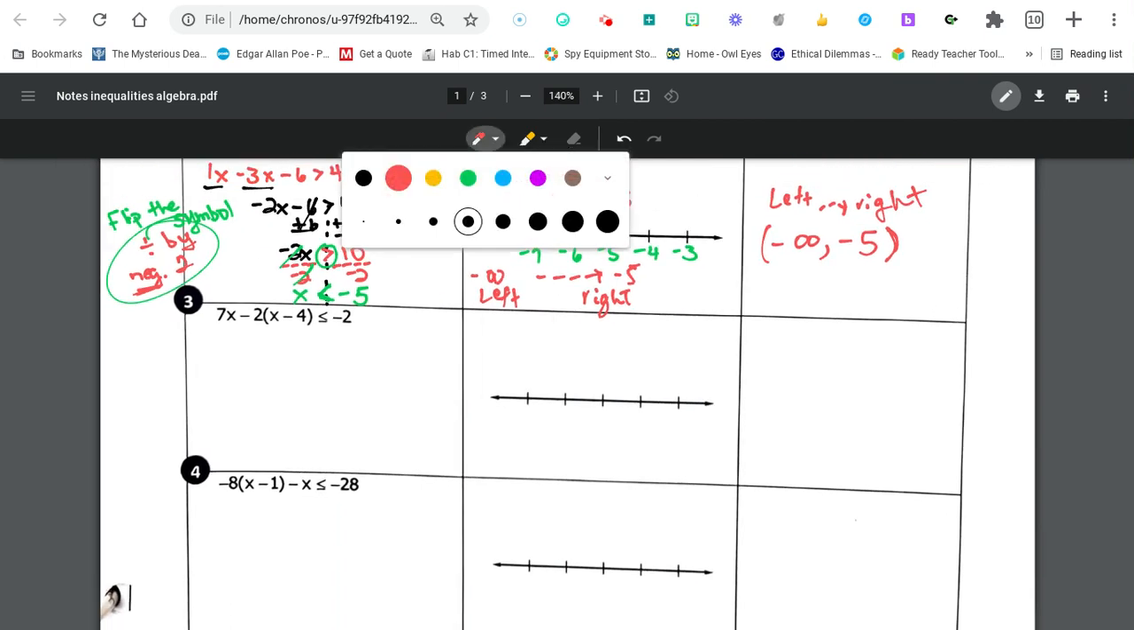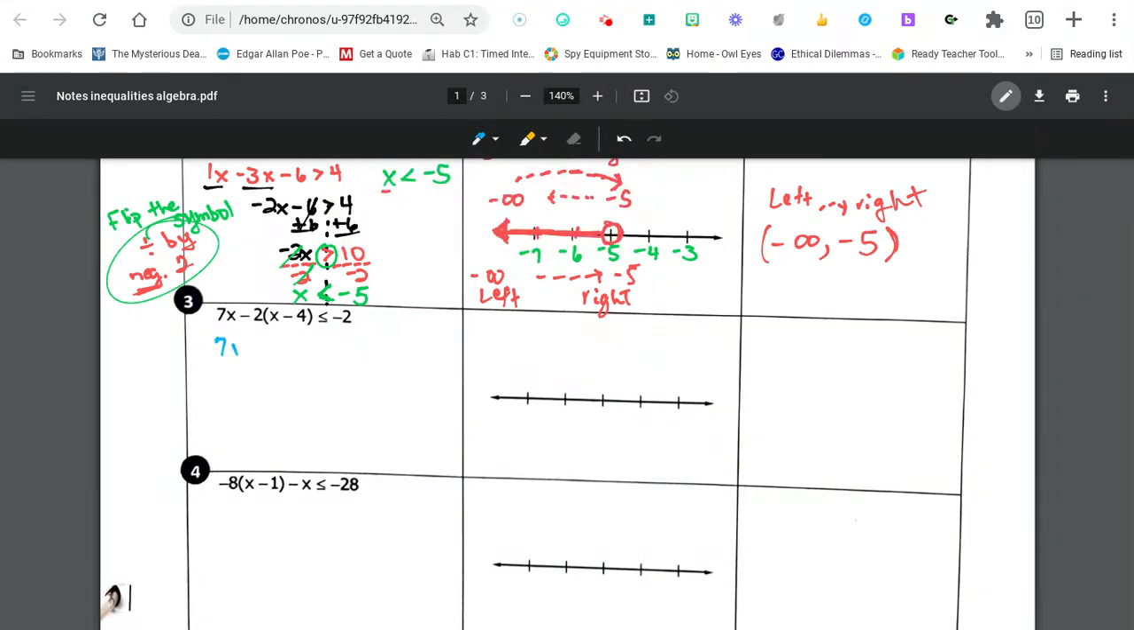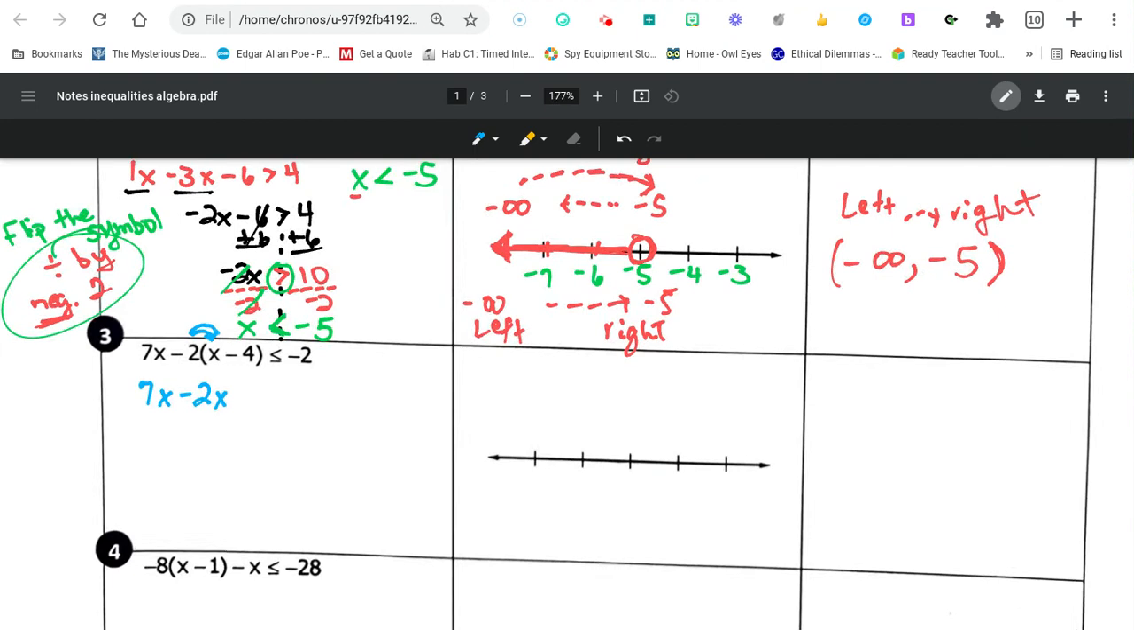I hope so, guys. If not, pause the video and let me know, because I don't want to confuse anybody. All right, so I'm going to start off with 7x. Use the distributive property. That's -2x. -2 times -4 is +8, less than or equal to -2. And I'm going to combine like terms. They're on the same side, so I can combine them. That's 5x plus 8 less than or equal to -2.